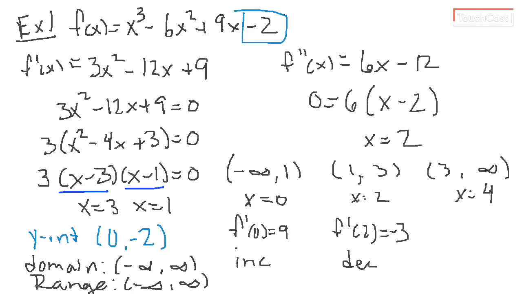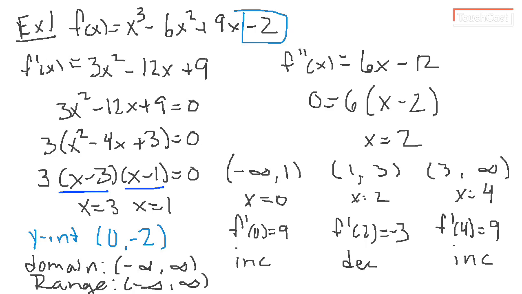And then we plug 4 in. 3 times 16 is 48. Minus 48 is 0. And 0 plus 9 is 9, which means we are increasing on that interval.